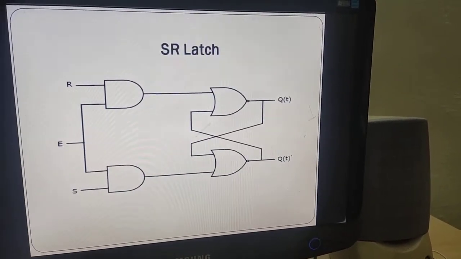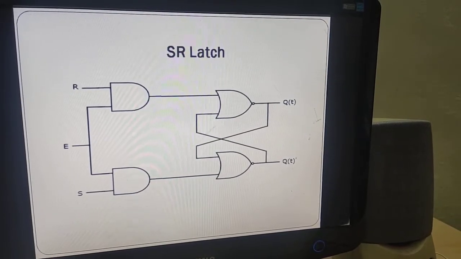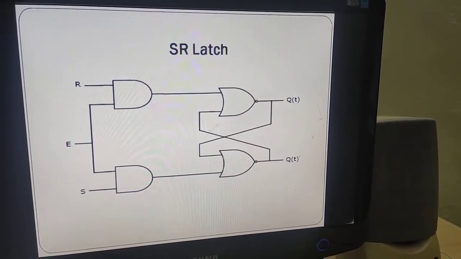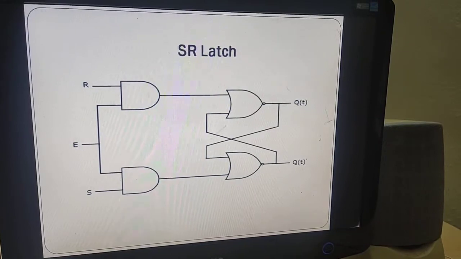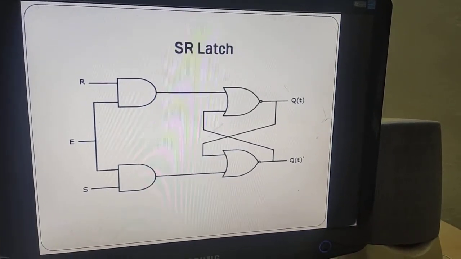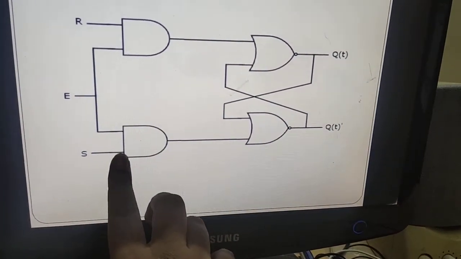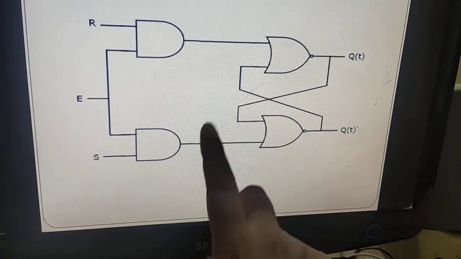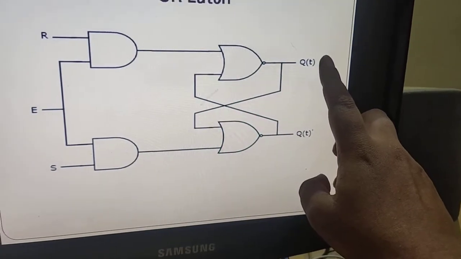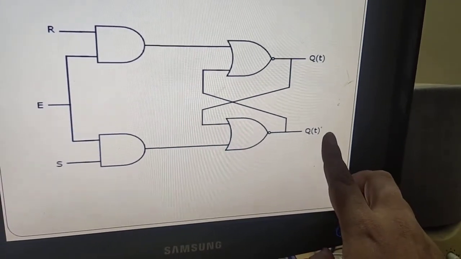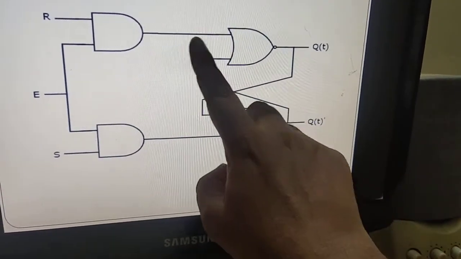SR latch. See here, a part of the output is connected to the input in both the latches, and here you are going to have R and S as your input with E, which is nothing but your enable signal. Let us take that E is equal to 1 and R and S both are 0. So what will happen is the output will be 0. Initially we assume that Q is equal to 0, which means Qt bar will be equal to 1 because it is the complemented part of this output. 0, 1.